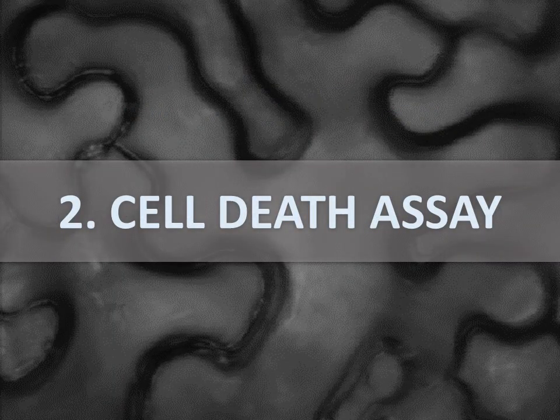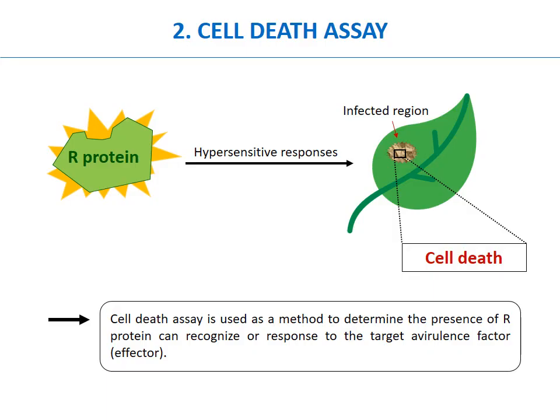The second experiment that I would like to introduce today is cell-death assay. The cell-death assay is a typical experiment used in plant immunology labs to qualitatively determine the defense response in plants. As I explained before, if a resistance protein is activated, it can induce some downstream events to trigger the hypersensitive response that is related to the cell-death symptom. As you can see in my picture, the infected region in this leaf is dead. That is a signal of an ETI event to suppress pathogen spread to other healthy tissue.